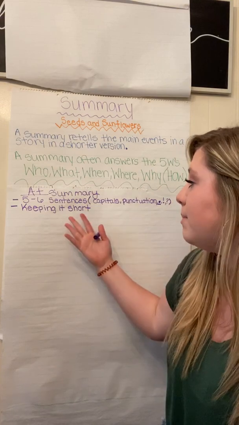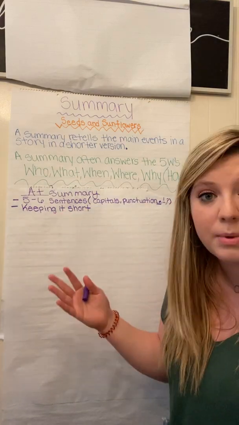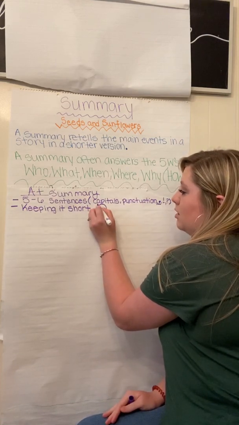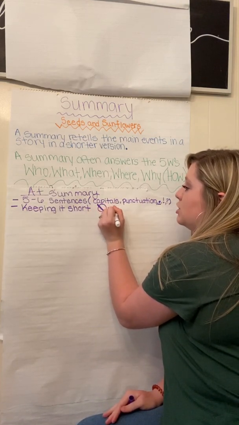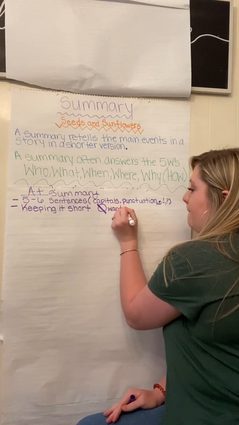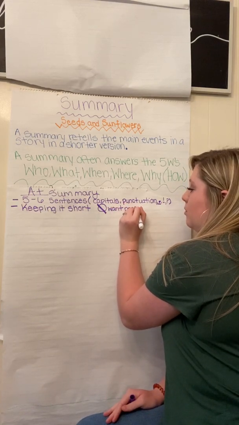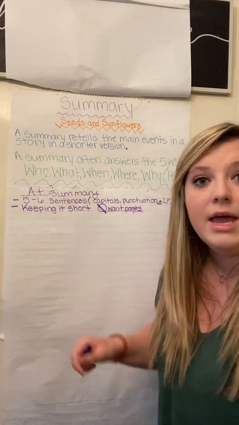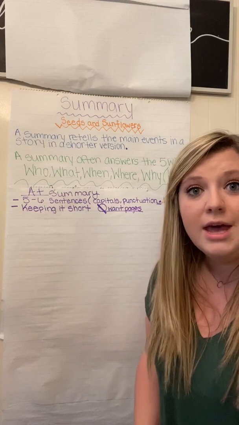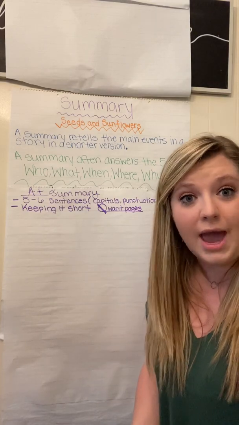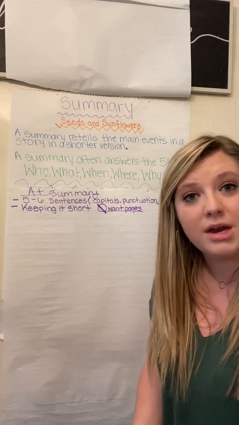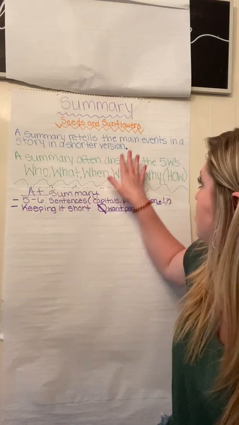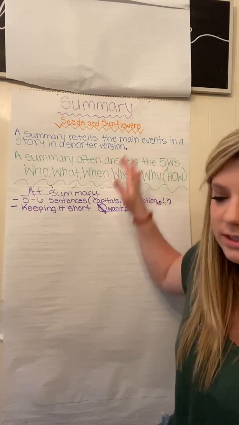The next thing, basically what we just talked about, is keeping it short, okay? We do not want pages and pages. We want to keep that summary short, okay? It should just be a short little story that tells me the most important things that happened, so I can just kind of learn about it a little bit, but I don't have every single detail, okay? Just the most important main ones, okay?